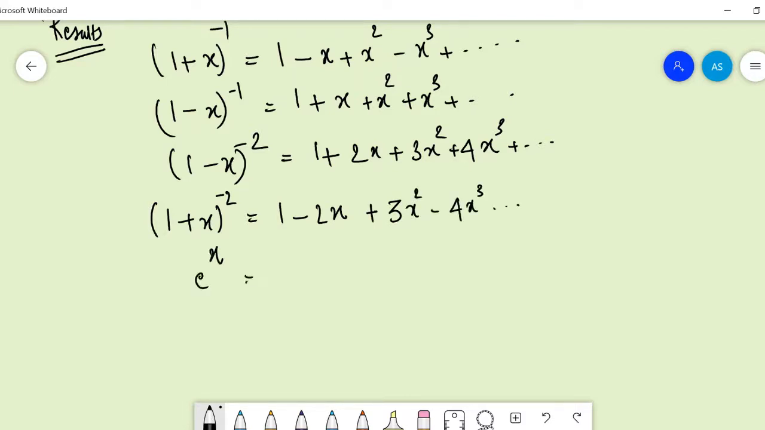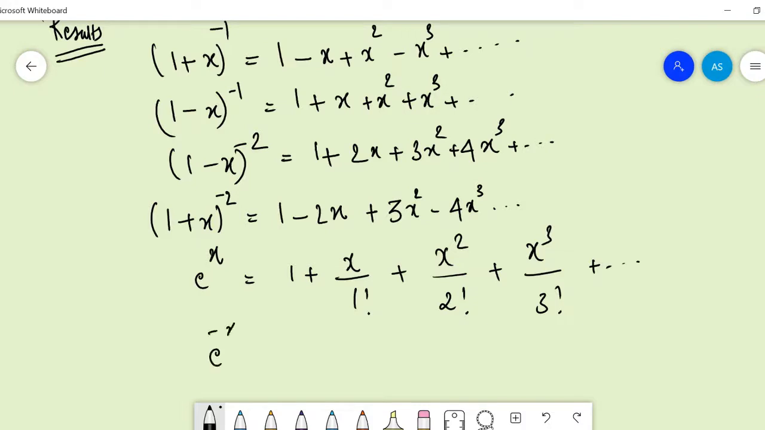And e power x is 1 plus x by 1 factorial plus x square by 2 factorial plus x cube divided by 3 factorial, etc. And e power minus x is 1 minus x by 1 factorial plus x square by 2 factorial minus x cube divided by 3 factorial, etc.